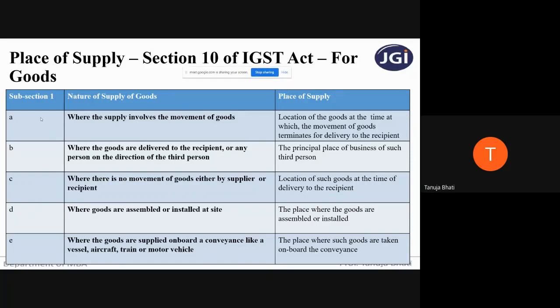Just remember there are 5 clauses in respect of goods where both supplier as well as recipient are located in India. Clause A, which involves movement of goods. Clause B, direction by third party. Clause C, no movement of goods. Clause D, goods are assembled at site. Clause E, where goods are provided on board a conveyance. Okay, let us understand it further.